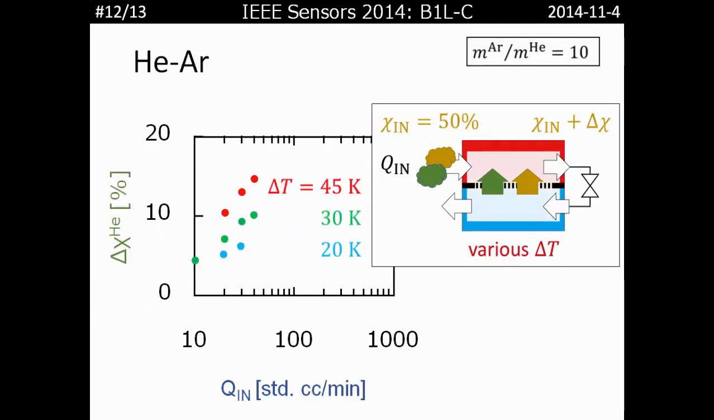Finally, we have investigated the effect of temperature difference. We have carried out experiments for a helium-argon mixture and for temperature differences of 20, 30, and 45 Kelvin. A larger temperature difference induces stronger thermal transpiration flow and then stronger molecular exchange flow. Therefore, as the temperature difference increases, the concentration difference also increases.